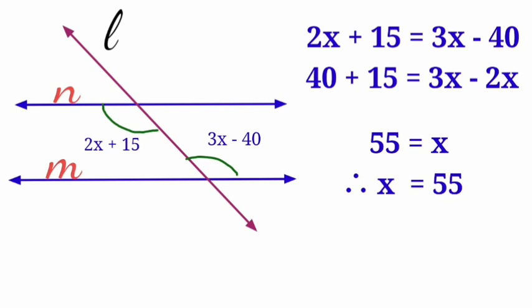By equating these two angles, we get 2x plus 15 is equal to 3x minus 40, which implies that 40 plus 15 is equal to 3x minus 2x. By simplifying this expression, we get x is equal to 55, which is the required answer. In a similar way, we can find the answer for the next subdivisions too.